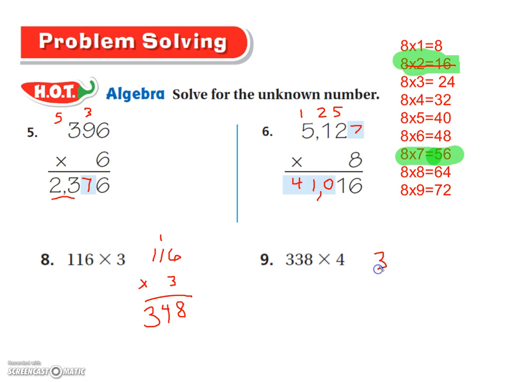And here's another one, 338 times 4. 8 times 4 is 32. 3 times 4 is 12, plus 3 is 15. 3 times 4 is 12, plus 1 is 13. So I have 1,352.